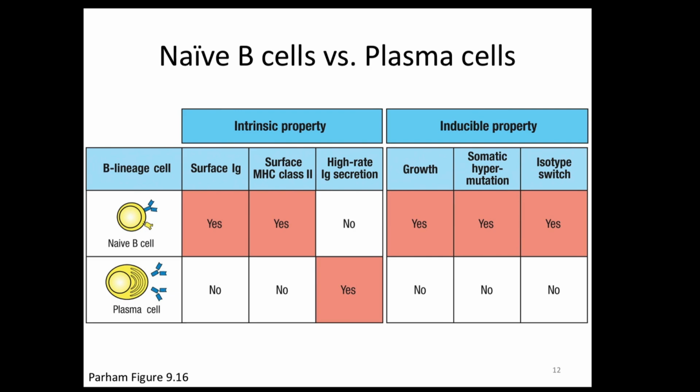It stops having B cell receptor on its surface, stops having class 2 on its surface, stops proliferating. It's not going to mutate more. It's not going to isotype switch more. It's basically just focusing on this one job and has lost all other abilities.